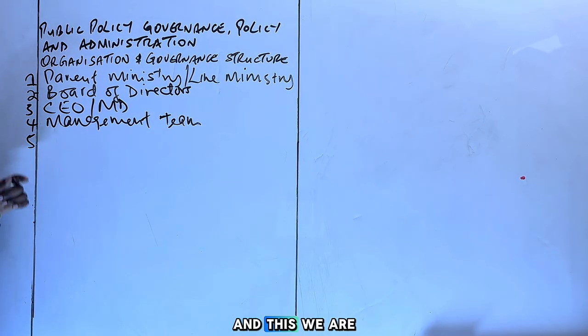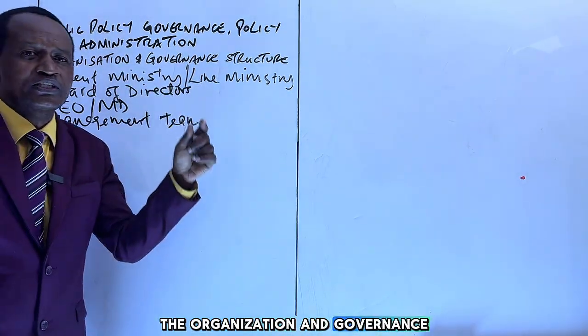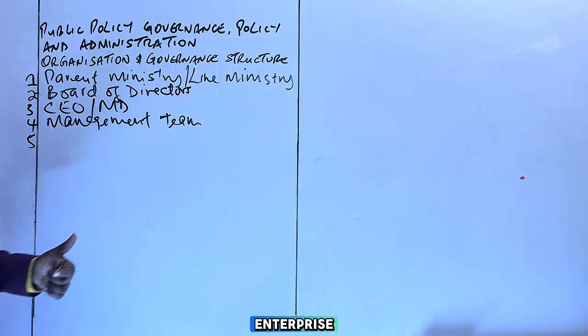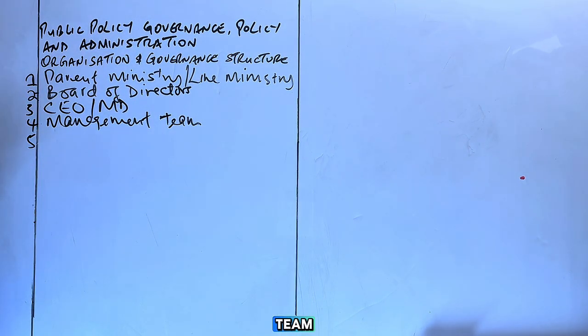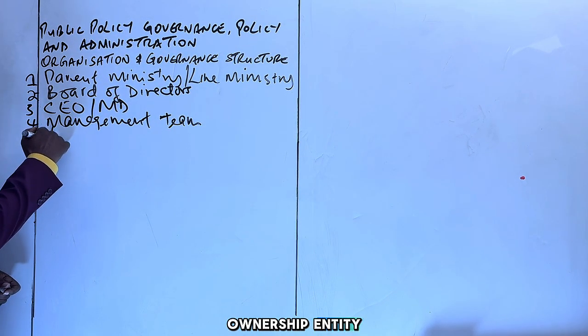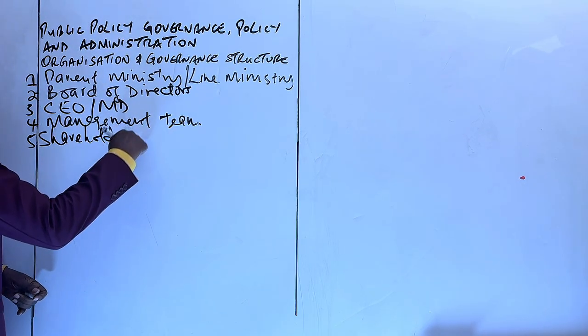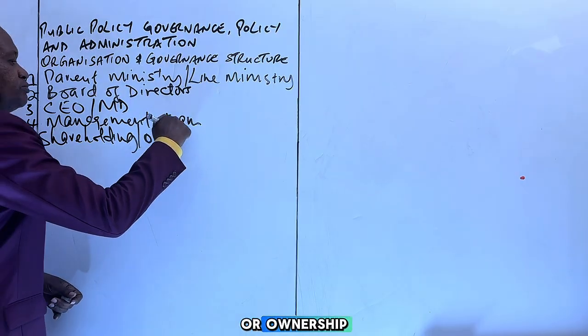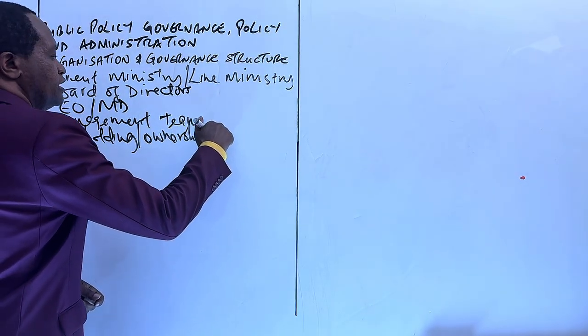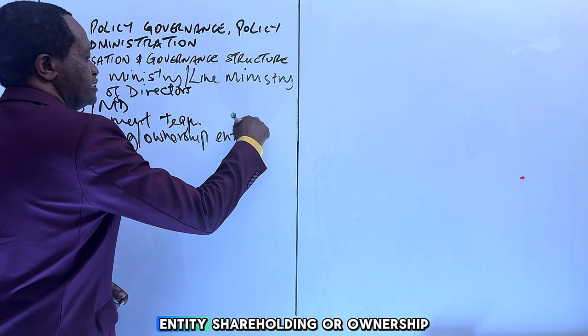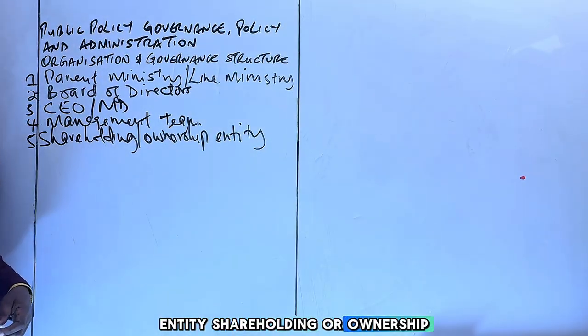Number 5, finally, we are discussing the organization and governance structure of a public enterprise. We have the management team. Then there is also the shareholding or ownership entity.